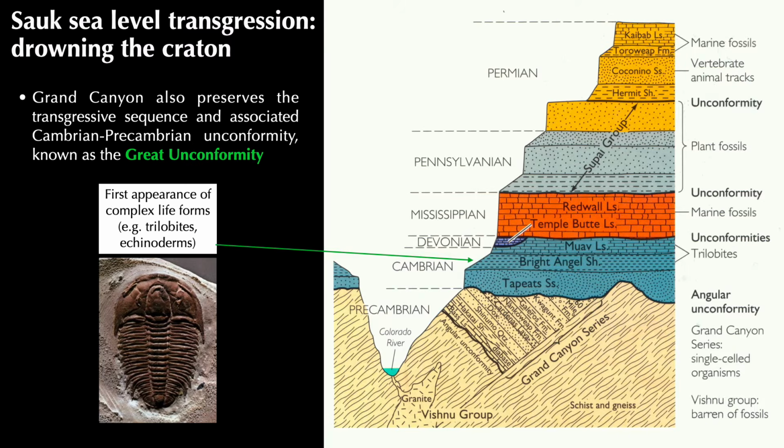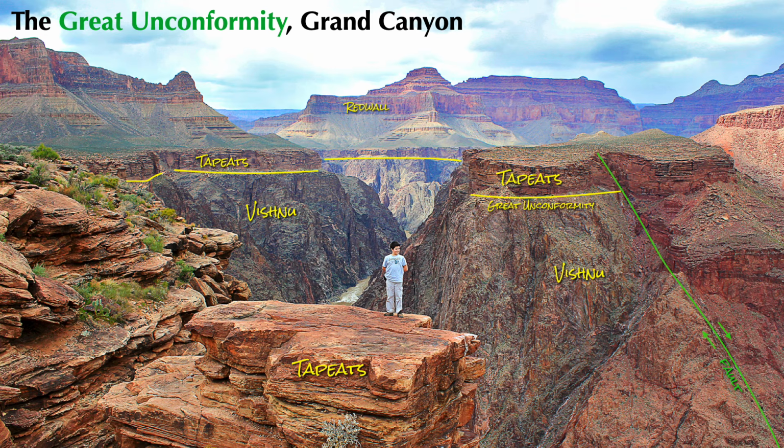This Cambrian sequence is well known for its preservation of the first appearance of complex life forms such as trilobites and echinoderms. Here's what the Great Unconformity looks like in the Grand Canyon. In this case, it's just showing this layer cake shallow marine stratigraphy sitting atop the basement gneisses labeled the Vishnu Schist formation here.